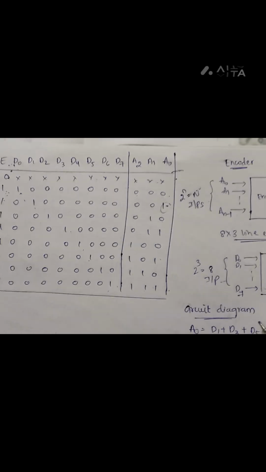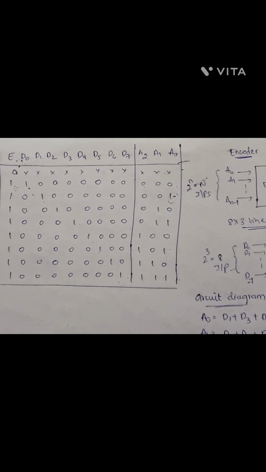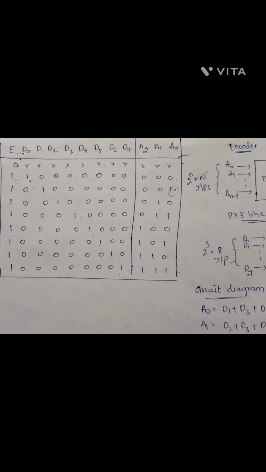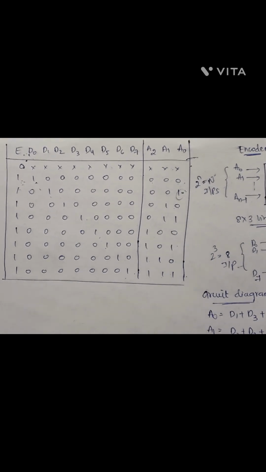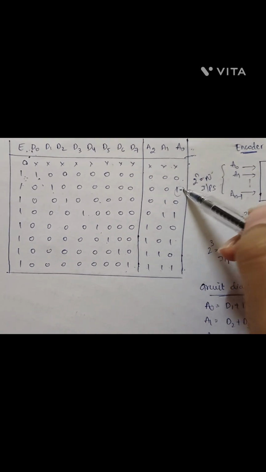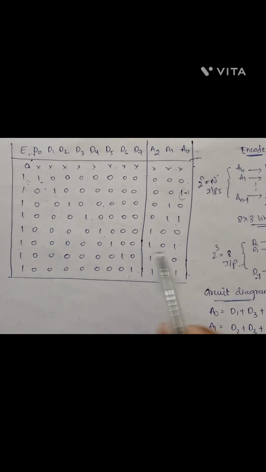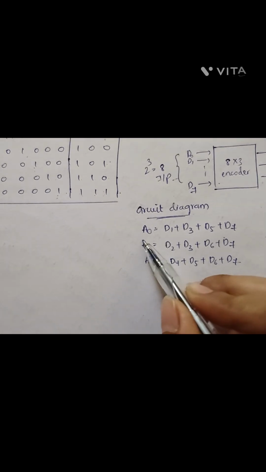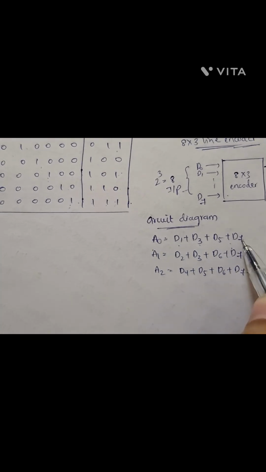Now let's see the circuit diagram. To draw the circuit diagram for the encoder, we need 3 OR gates. For those 3 OR gates, we give the sum of some inputs as input. For A0, 1 comes for D1, D3, D5 and D7. So these are all given as input for the A0 gate. So A0 equals D1 plus D3 plus D5 plus D7.